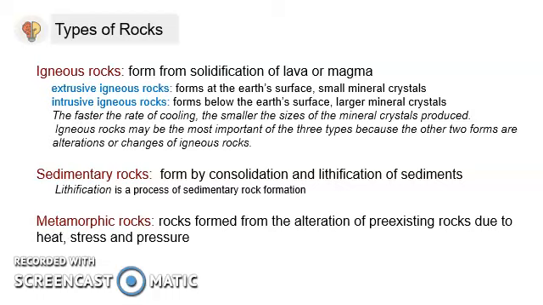Igneous rocks may be the most important of the three types because the other two forms are just the alterations or changes of igneous rocks. Second type is sedimentary rocks. It is formed by consolidation and lithification of sediments. Lithification is a process of sedimentary rock formation. Metamorphic rocks are rocks formed from the alteration of pre-existing rocks due to heat, stress, and pressure.